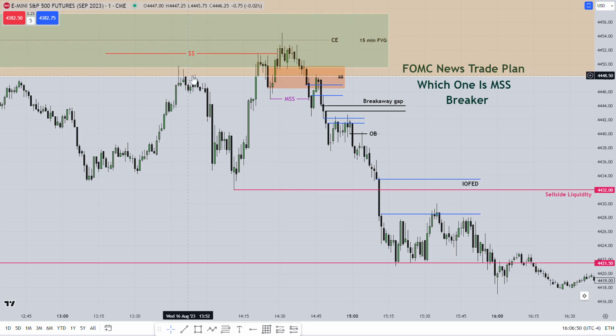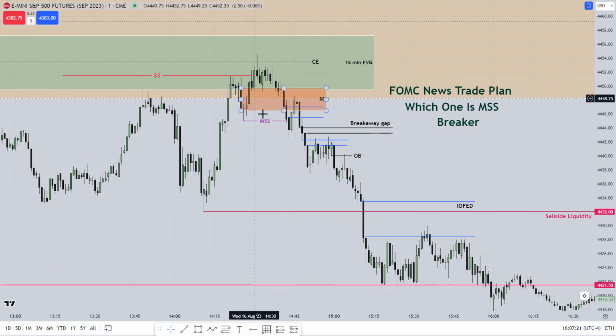2 p.m. is the FOMC, 2:30 p.m. is the real move. So my bias was bearish. I was expecting price to go lower, so I was waiting for price to go higher. It had to go high, take this liquidity, also this liquidity, then a shift in market structure, fair value gap entry to the downside.